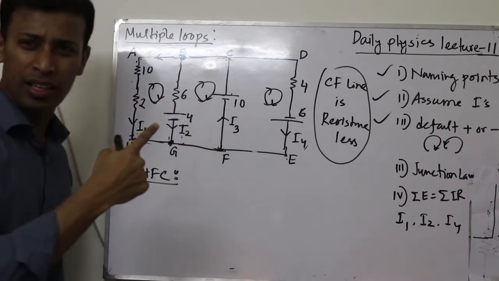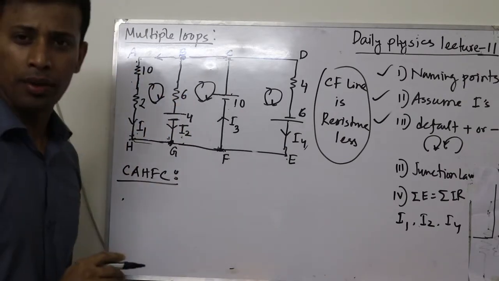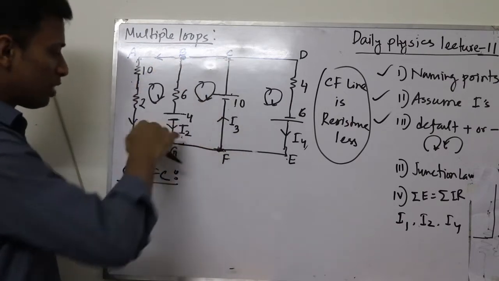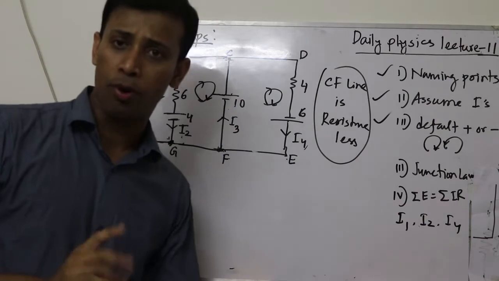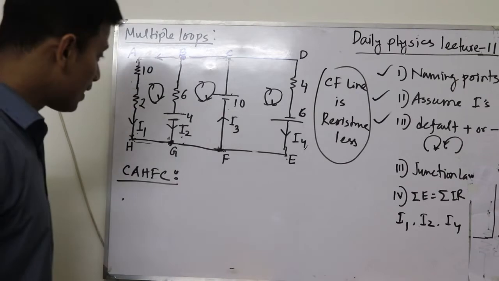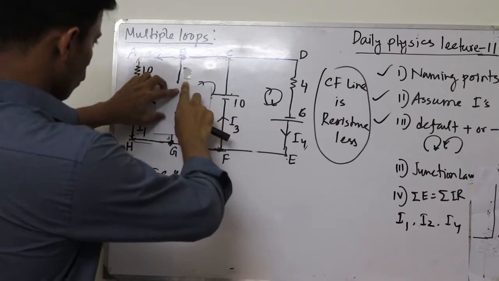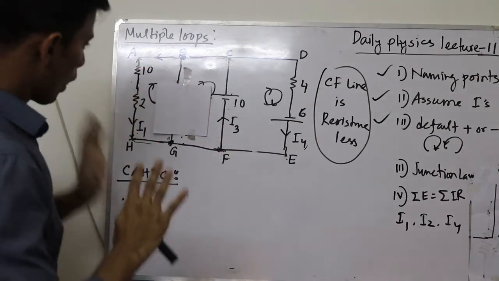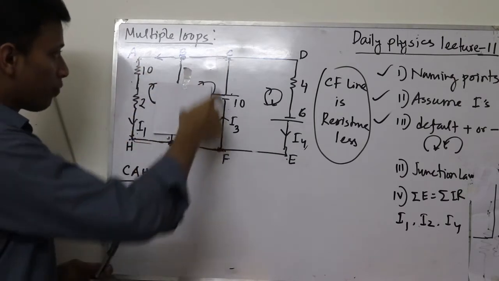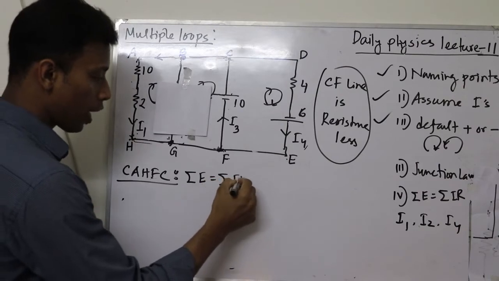Oh, there is one thing which is bothering us, and that is the BG line. If I go through the C, A, H, F, C loop, this BG line is not important. So let's erase this line, hide it for a couple of seconds. Okay, no trace of the BG line. So the C, A, H, F, C loop. Use Kirchhoff's second law.